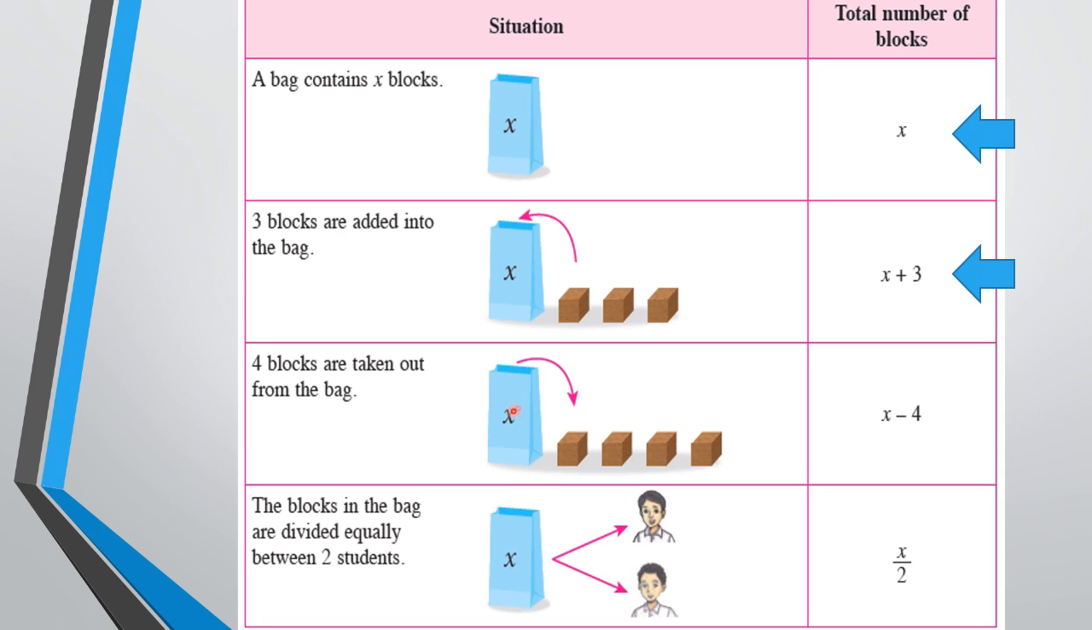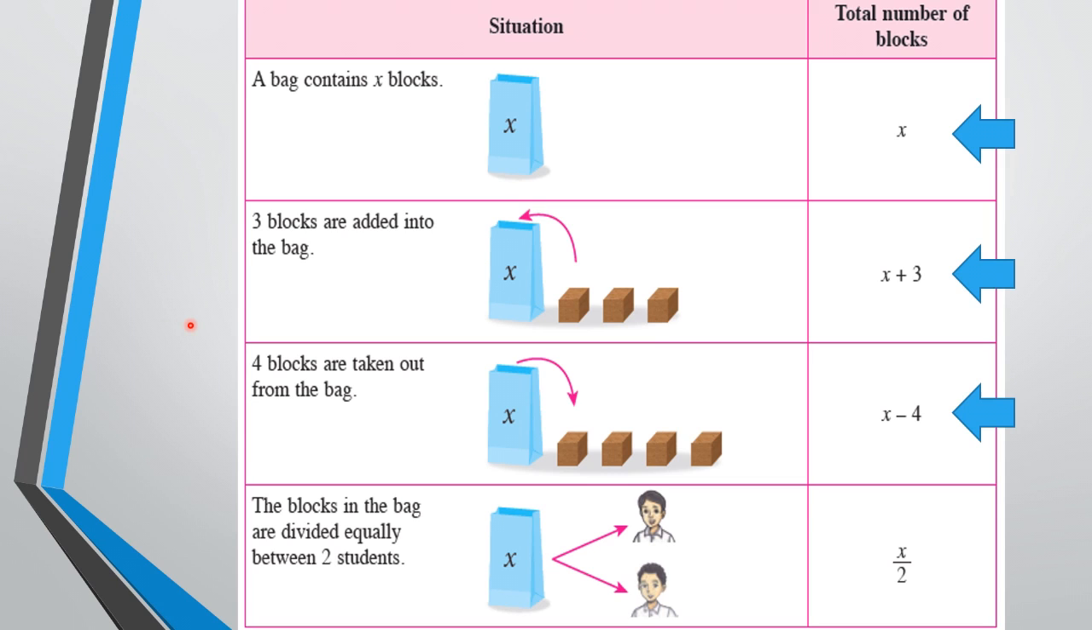The next one, the original bag has X blocks. I'm going to take out 4. So we know the exact value, which is that we are going to take out 4 blocks from the bag. And then we have X minus 4.